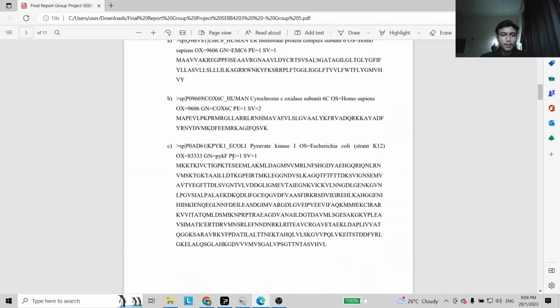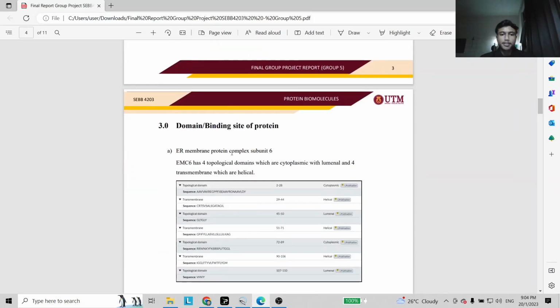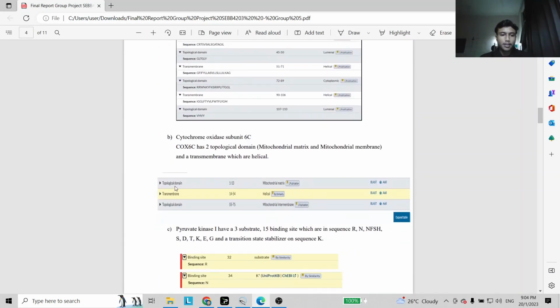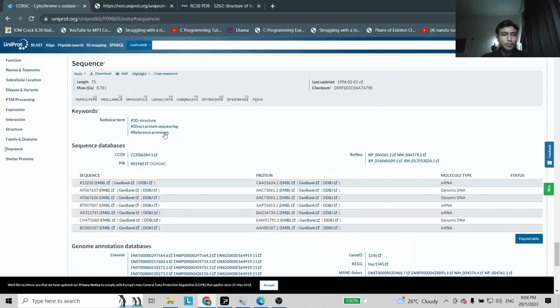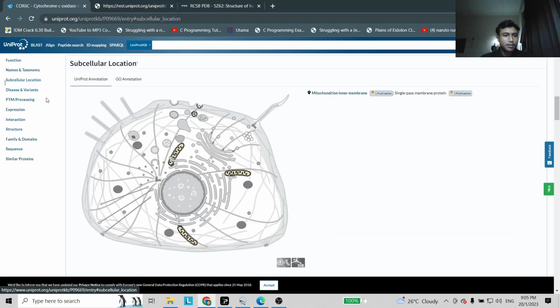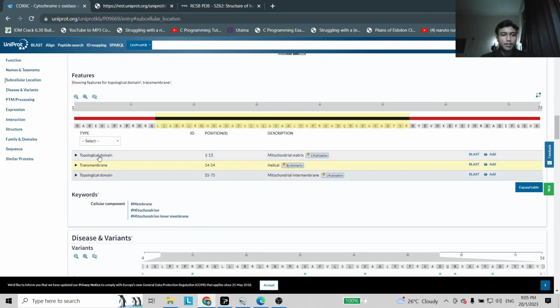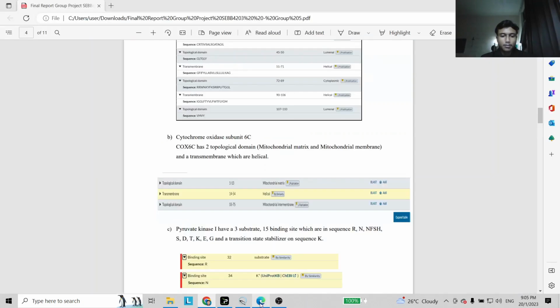Moving on to the next part, the domain and binding site of the protein. There are two topological domains: one is transmembrane, which is helical, and the other is the mitochondrial matrix and also the mitochondrial membrane. As you can see on UniProt, under subcellular, this is the transmembrane topological domain, mitochondrial matrix, and also mitochondrial membrane.